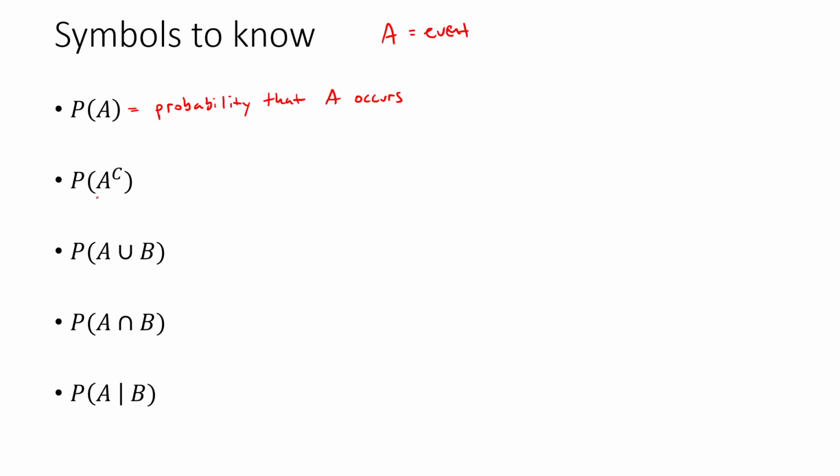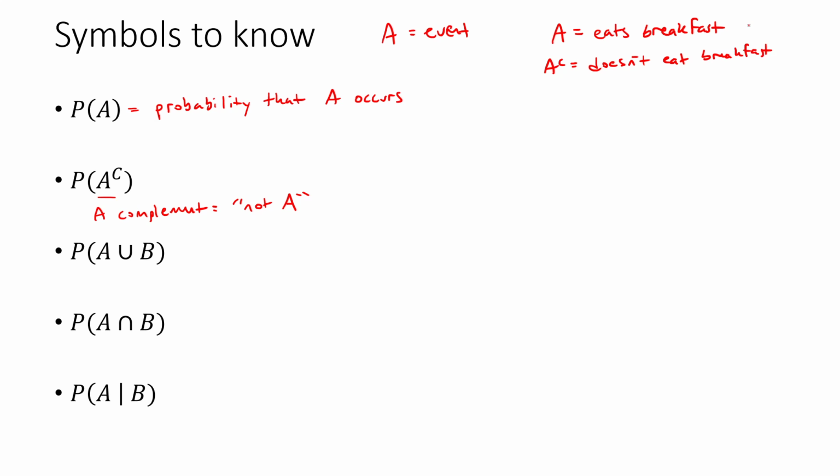When we say this symbol, what we mean is A complement, which simply means not A. And so what we're asking for is the probability that A does not occur. So, if A was eats breakfast, to use that example again, then A complement would simply mean doesn't eat breakfast. So it's whatever the event is, the opposite of that event.